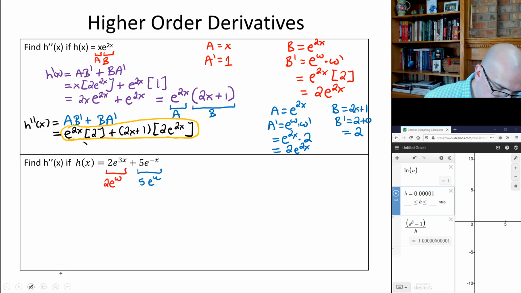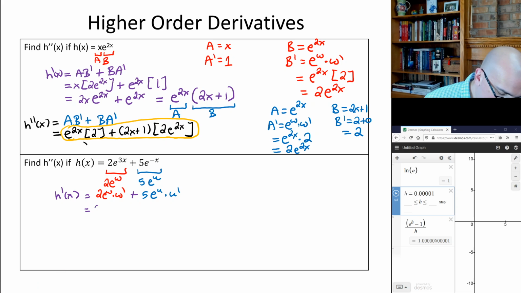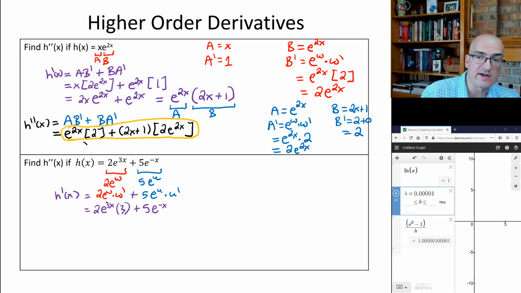When we take the first derivative, when we find h prime of x, we're going to have, and I'll color code these, 2e to the w times w prime plus 5e to the u times u prime. So let's plug that stuff in. 2e to the 3x times 3 plus 5e to the negative x times the derivative of negative x, which is negative 1.